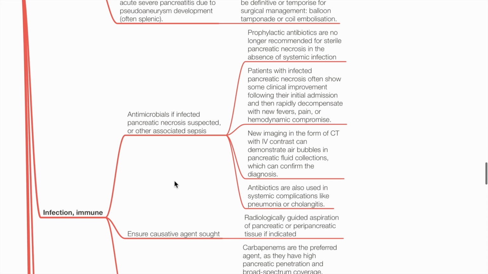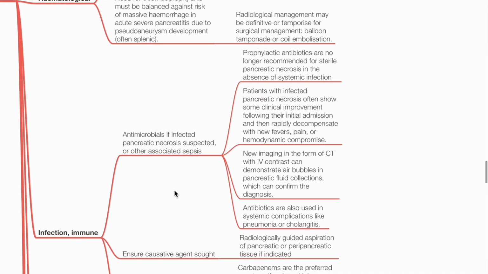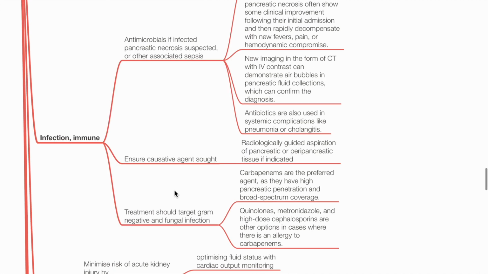Infection or immune: antimicrobial agents if infected pancreatic necrosis is suspected or other associated sepsis is present. Prophylactic antibiotics are no longer recommended for sterile pancreatic necrosis in the absence of systemic infection. CT scan with IV contrast can demonstrate air bubbles in pancreatic fluid collections, which can confirm the diagnosis of infected pancreatic necrosis. Antibiotics are also used in systemic complications such as pneumonia or cholangitis.